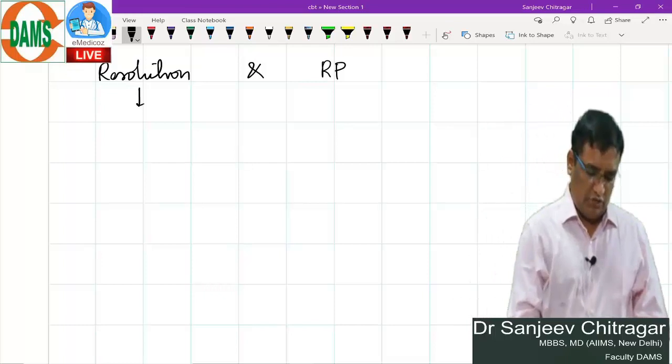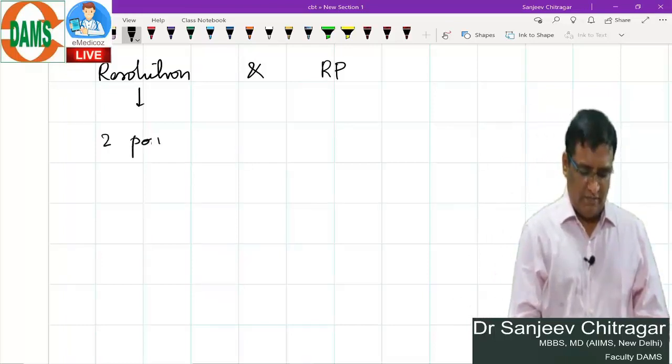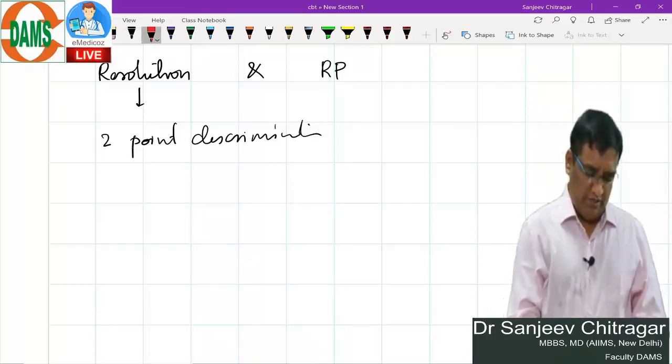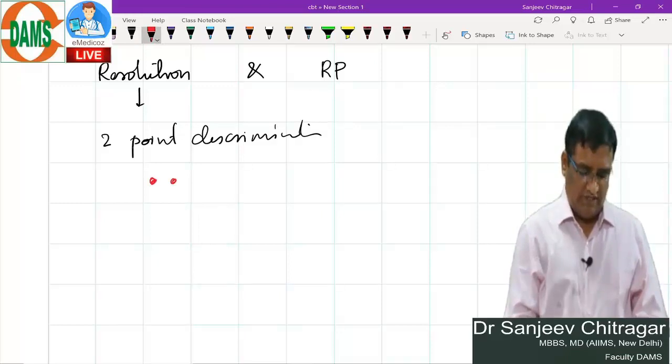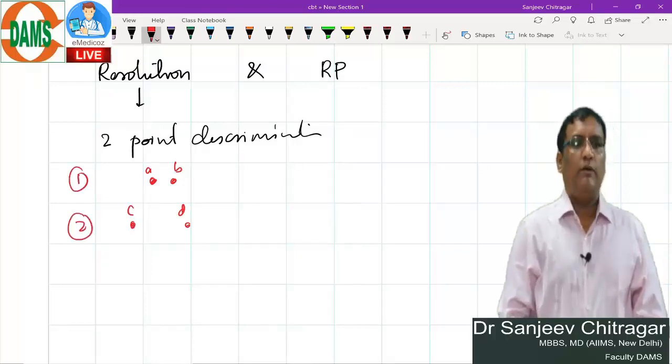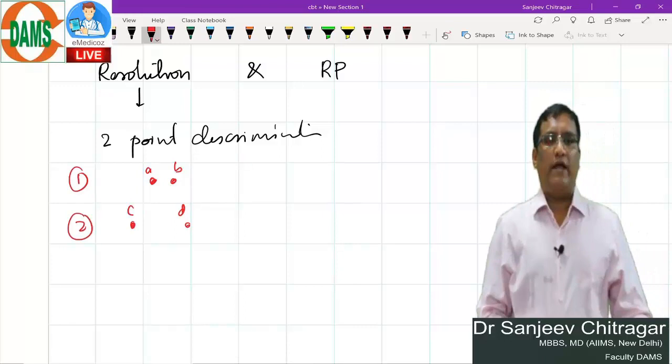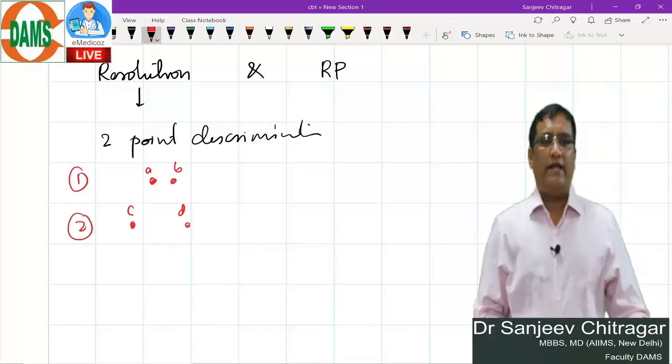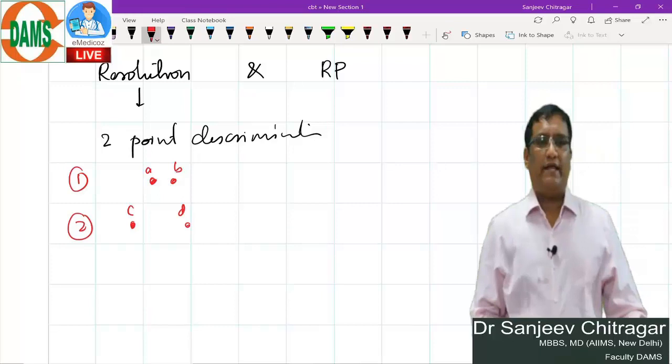First let us talk about resolution. It is nothing but 2-point discrimination. So what do I mean by 2-point discrimination? To see 2 points separately. Now I have drawn 2 points separately here, A and B, and one more I am showing, C and D. Let me say this is microscope 1, this is microscope 2. Microscope 1 can show us A and B separately. Microscope 2 can show us C and D separately. That is what your resolution is.